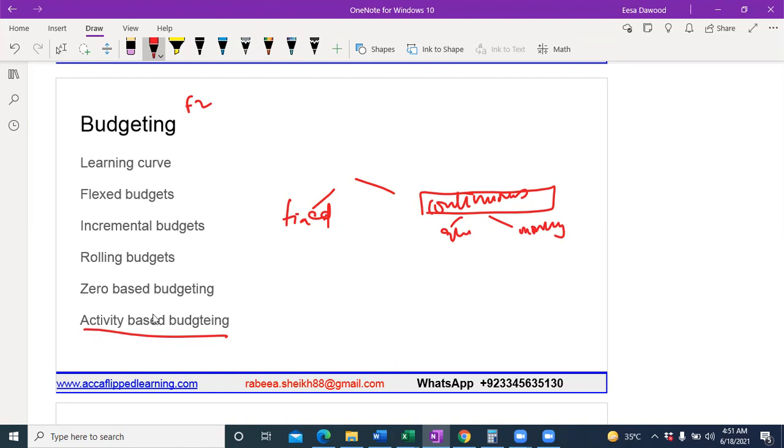Okay, based upon the output you will see what the input requirements are, and for every activity you're going to set a budget for that, which is activity based costing. Then you may start.